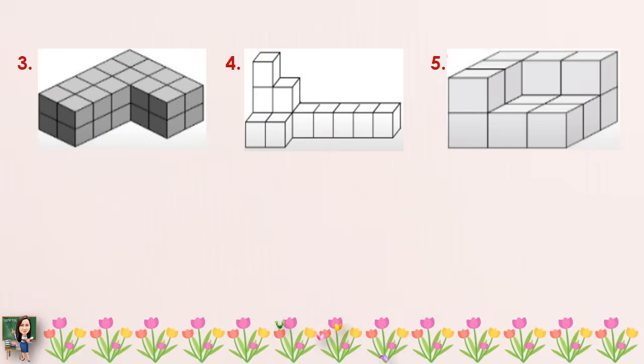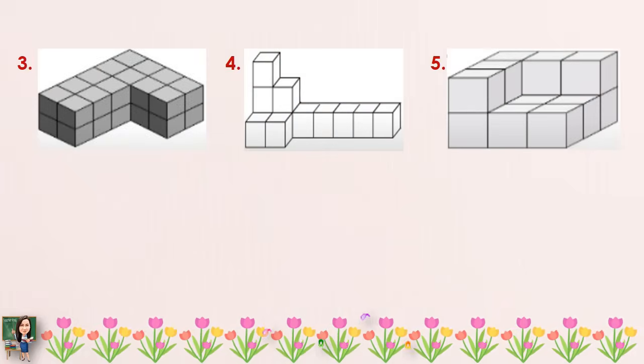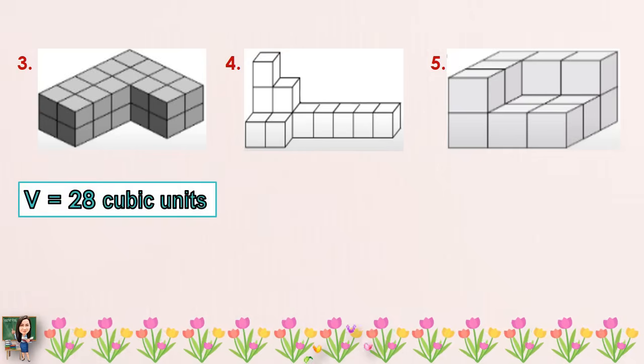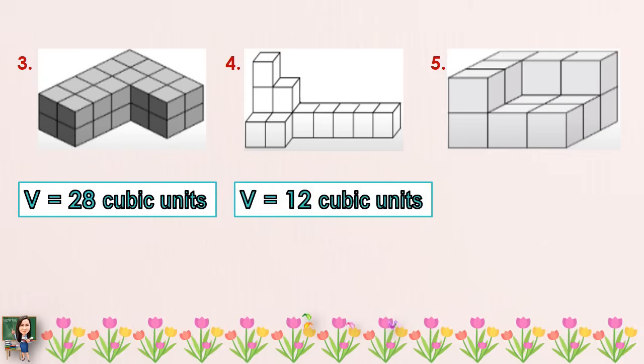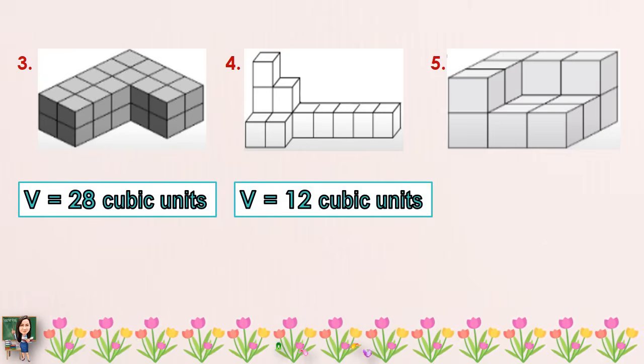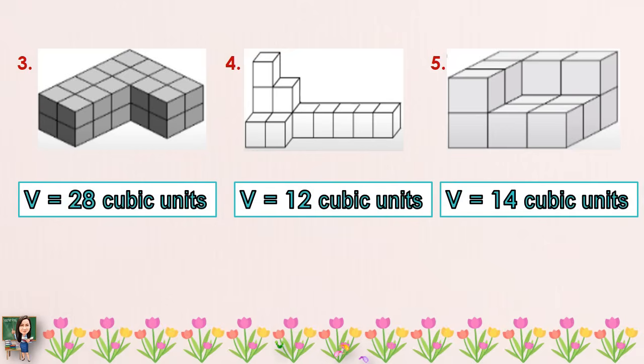Number 3, the volume of this solid figure is 28 cubic units. Number 4, the volume of this figure is 12 cubic units. And number 5, the volume of this solid figure is 14 cubic units.